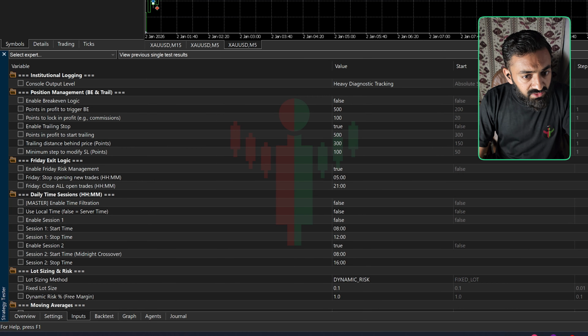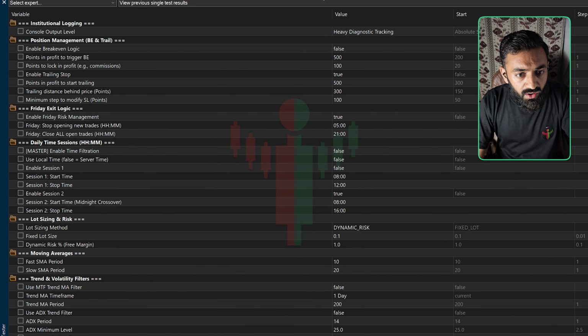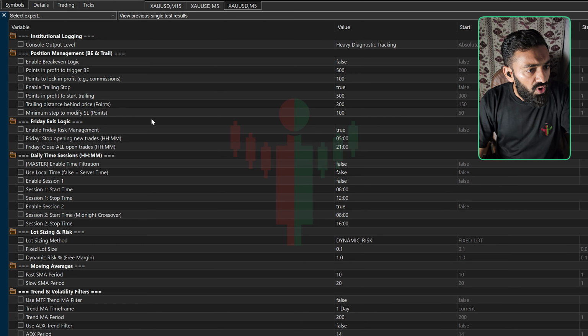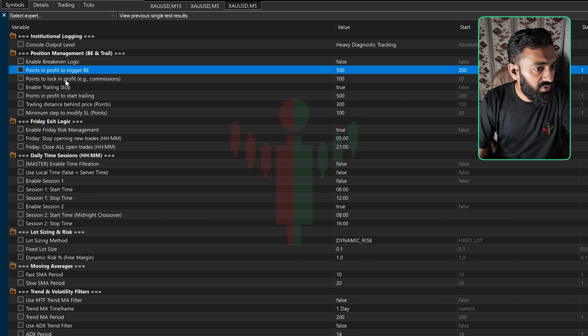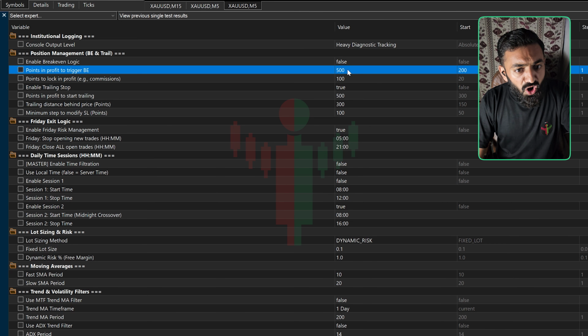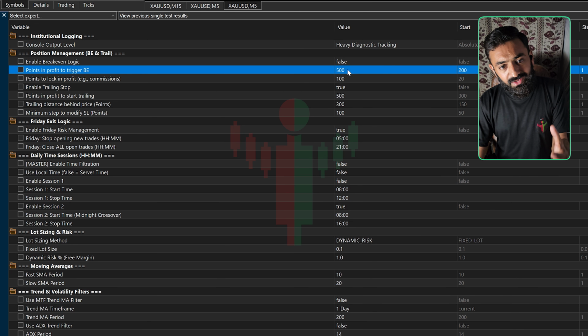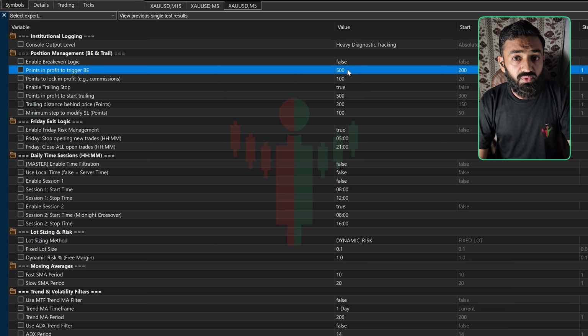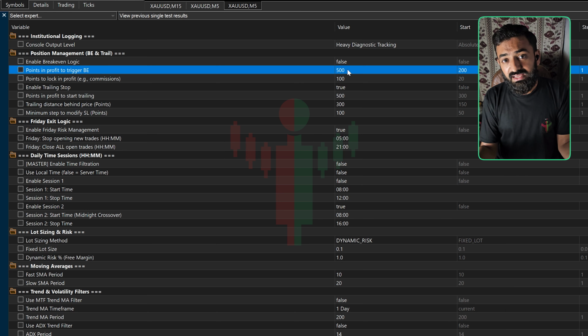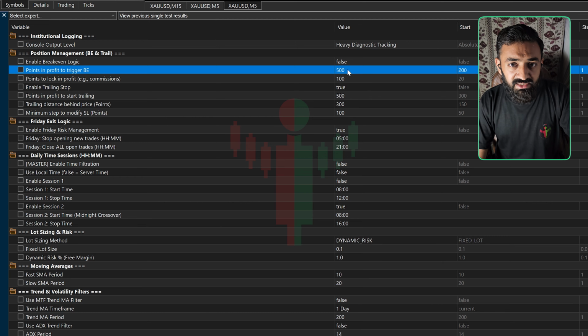So here is the question. Let me drag it up. Here are all these settings: the enable break even, points in profit, points to lock. How many points I need to set here, I don't know at the moment. So how can I figure out exactly what settings, what values will make money in the live market? To figure out the best input settings, I have to do the optimization process.